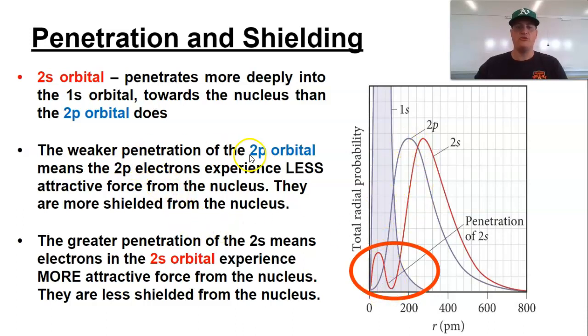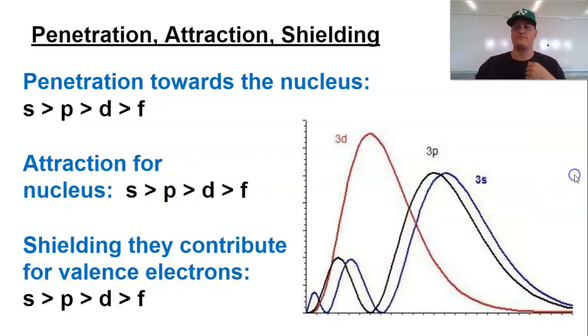So the idea is that the 2p experiences less attractive force, therefore it's shielded, which makes sense because the p orbital is outside of the s orbital in the second energy level, so it's going to be shielded by those 2s electrons. The penetration of the 2s means that it's going to experience more attractive force, therefore less shielded from the nucleus. This also is because it's closer, so it's going to have fewer electrons in front of it as it goes towards the nucleus.